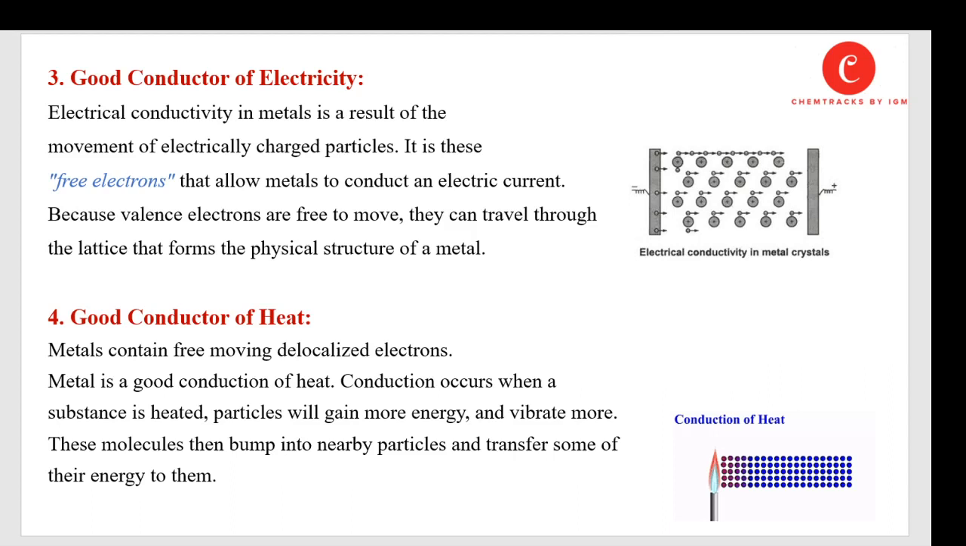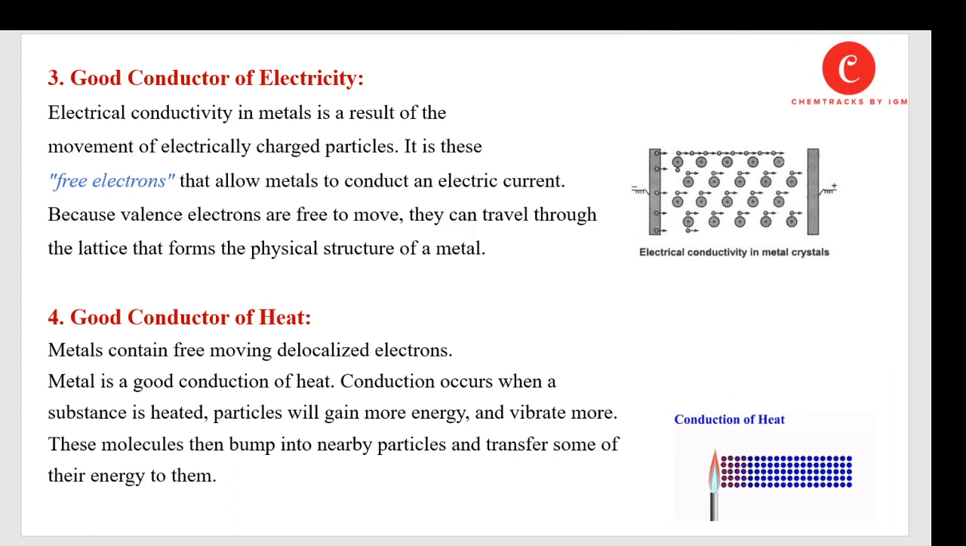Because valence electrons are free to move, they can travel through the lattice, which forms the physical structure of the metal. You can see from the diagram that with each positive metallic atom there is a small electron, and because the electron is so small in mass, it is shown as just a small dot. This small dot travels from the negative end of the battery to the positive end of the battery. Because these small dots are electrons and they are free to move, they are responsible for the conduction of electric current from the negative end to the positive end.